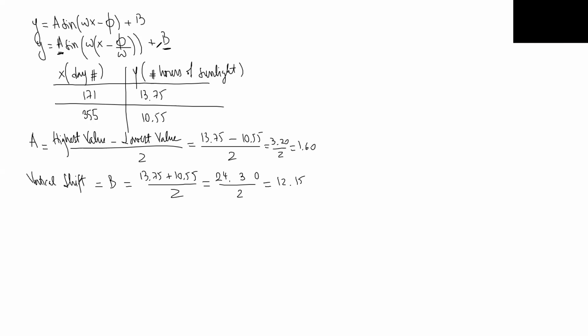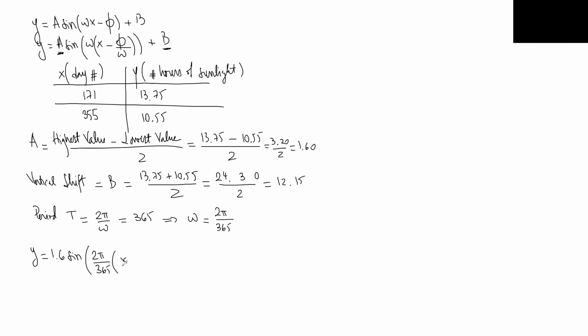Now, what else do we need? We need to know omega, and we also need to know the phase shift. We can find omega pretty easily because omega is related to the period. The period is 2 pi over omega, and the period here would be 365, because every 365 days this process will repeat. If we solve this equation for omega, omega will be equal to 2 pi divided by 365. Now we go back to our function and put in everything that we know so far. So we have y equals A, the amplitude, which is 1.6, times sine of parentheses, omega, 2 pi over 365.